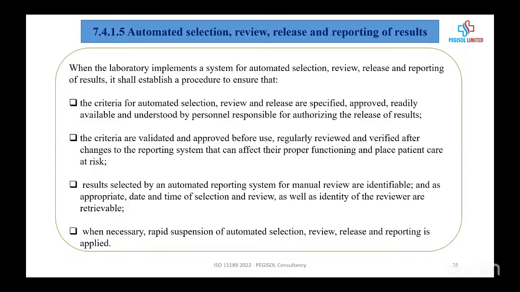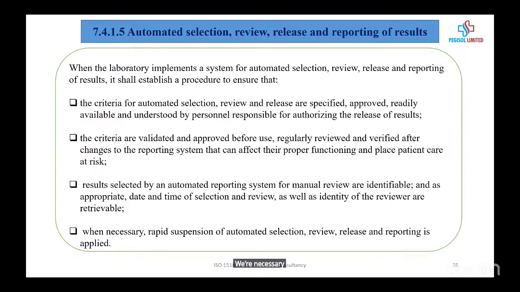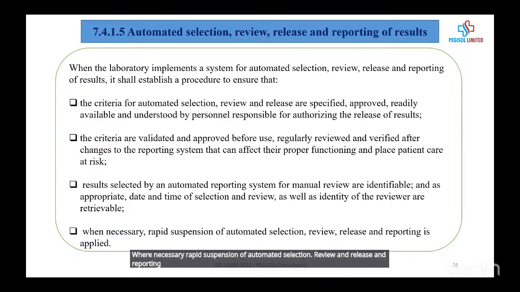Results selected by the automated reporting system for manual review shall be identified when necessary. When necessary, rapid suspension of automated selection, review, release and reporting should be applied. Let's say, for example, there's a default in the system whereby those levels of access are no longer functioning, then you can stop it or suspend it pending when that is being resolved.